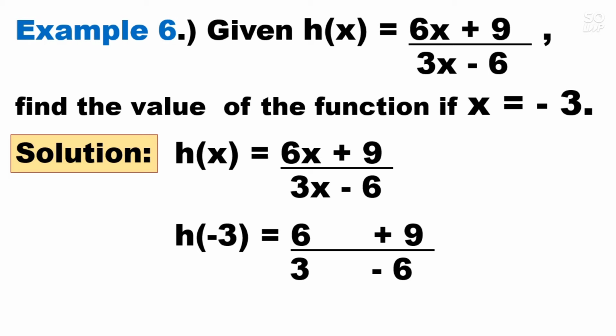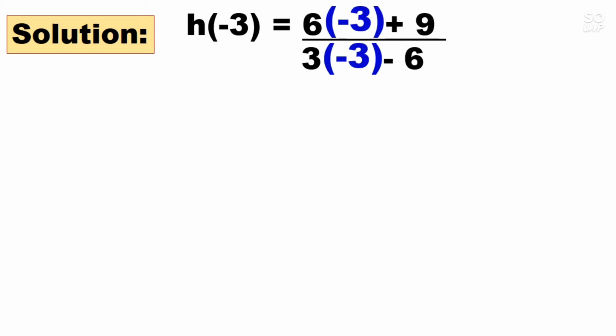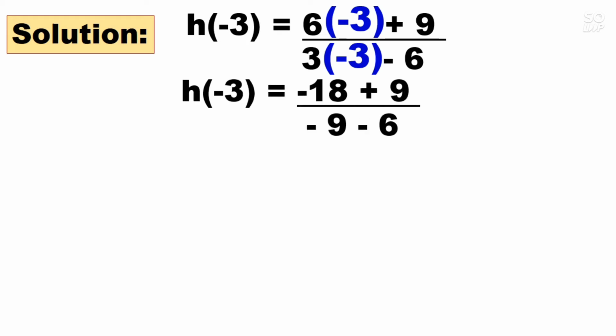Therefore, we have h of negative 3. 6 times negative 3 plus 9 all over 3 times negative 3 minus 6. Okay, simplify. Okay, let's continue. We have h of negative 3 equals 6 times negative 3 plus 9 all over 3 times negative 3 minus 6. Okay, so next we simplify.